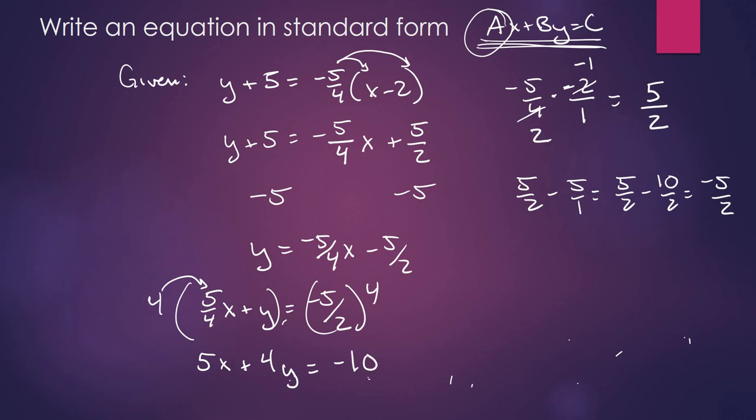The second thing I have to look at is, is there any common factor that I can divide by? And there is not. 5, 4, and -10 do not have any common factors other than 1. So that's standard form. Okay?